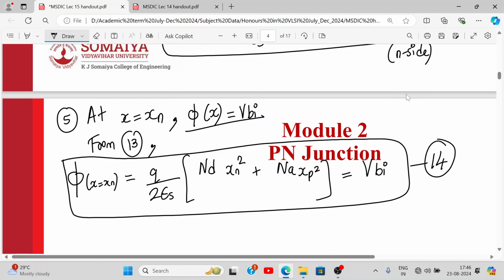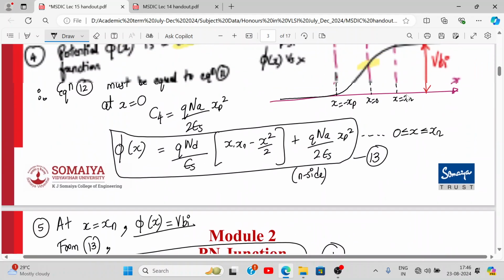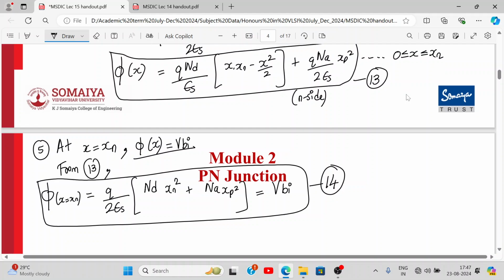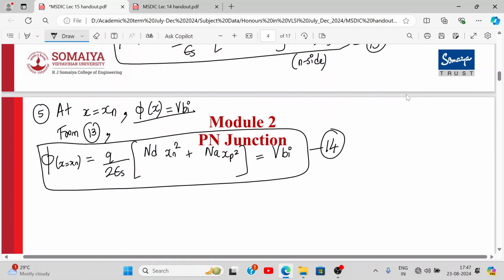So what do we say now about the potential? The variation of potential psi of x against distance has a quadratic dependence on x, not linear. Is this a linear curve? No, it's a quadratic curve. It's neither an exponential. It's a quadratic curve. Okay, so the derivation for potential is over.